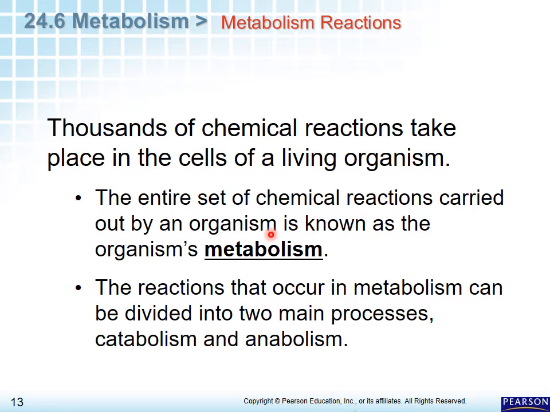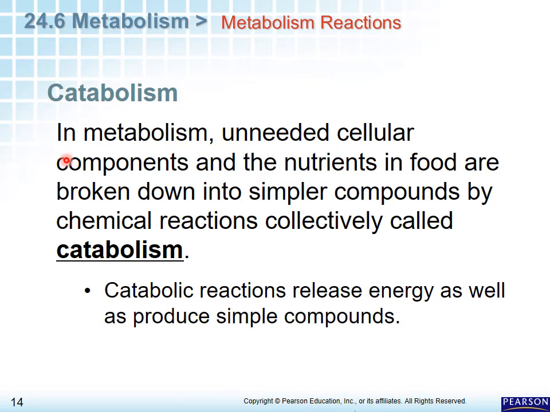In the organism, whatever is going to happen, any chemical reaction is called metabolism. The reactions that occur in metabolism can be divided into two main processes. One is called catabolism, the other is called anabolism. In metabolism, unneeded cellular components and the nutrients in food are broken down into simpler compounds by the chemical reactions collectively called catabolism.